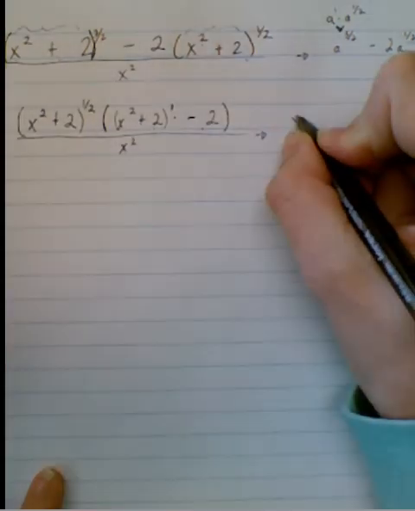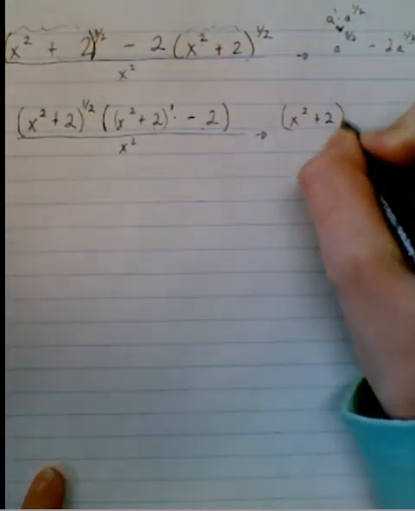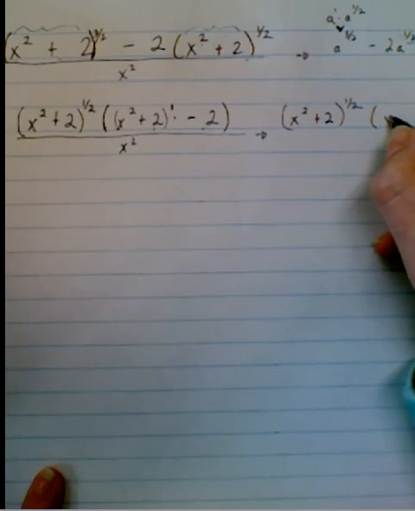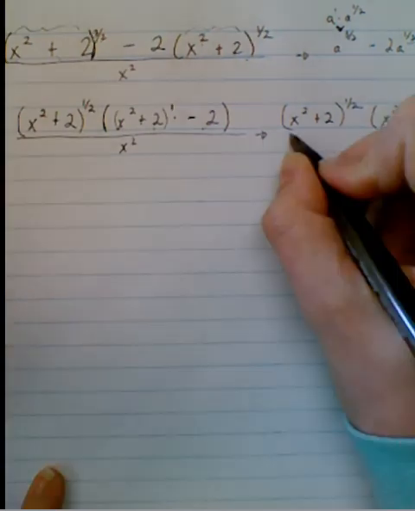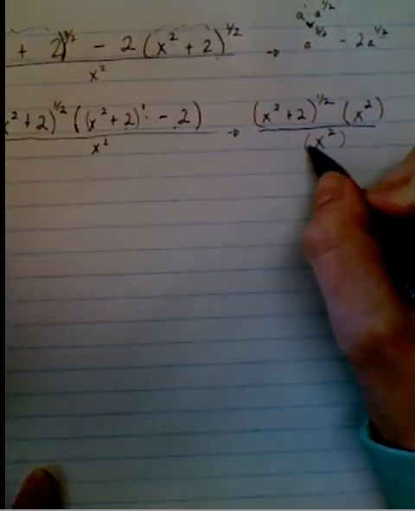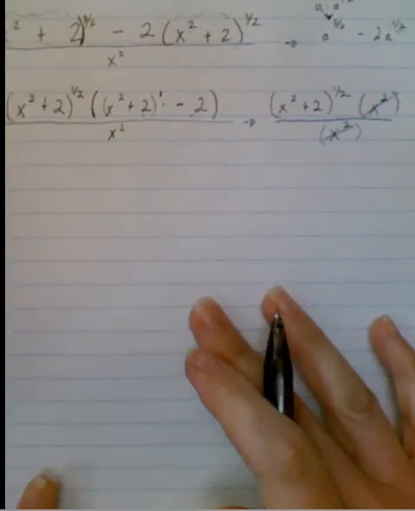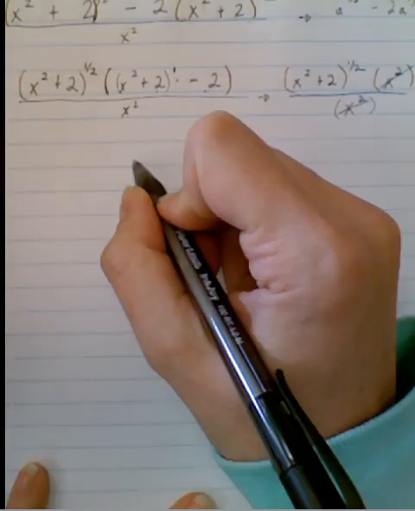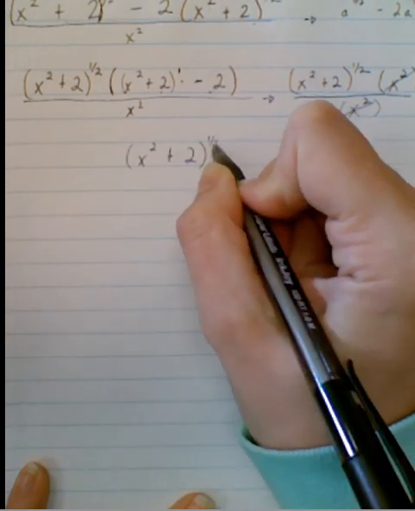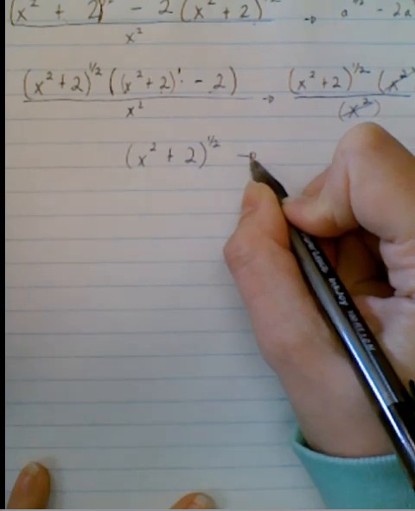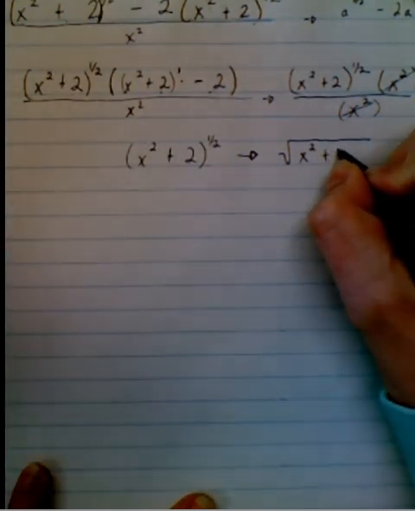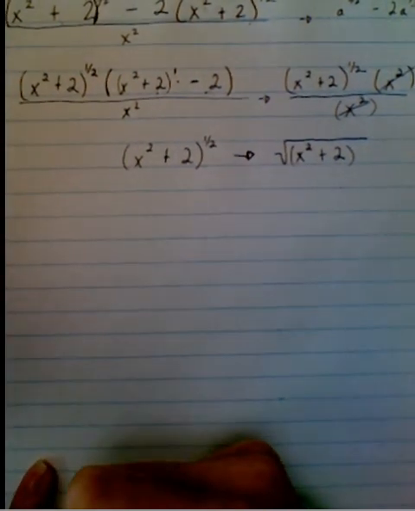So this is going to become the quantity x squared plus 2 all to the 1 half still, plus 1 half minus 1 half goes to 0, and this is just x squared all over x squared. Oh, how convenient. X squared reduces with x squared because it's a form of 1, and we're simply left with x squared plus 2, quantity raised to the 1 half, and if you wanted to, you could write that in radical form as the quantity x squared plus 2, and that's all square rooted or under the radical.